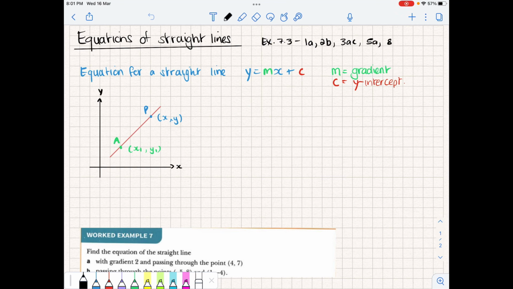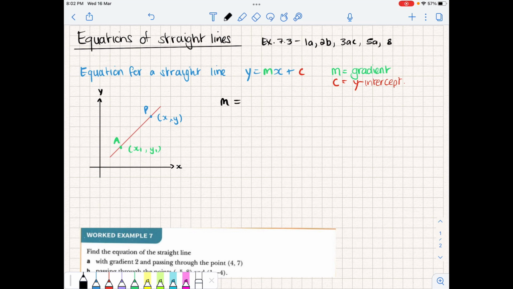Okay, and it comes from the fact that if we have some point on a line P, which is a fixed point, and A is a point anywhere on the line, which could change. Based on the fact that we have 2 points, we could calculate the gradient, and from that we could substitute one of the points in and calculate the y-intercept. So if we wanted to calculate the gradient, gradient is equal to the change in rise over run.